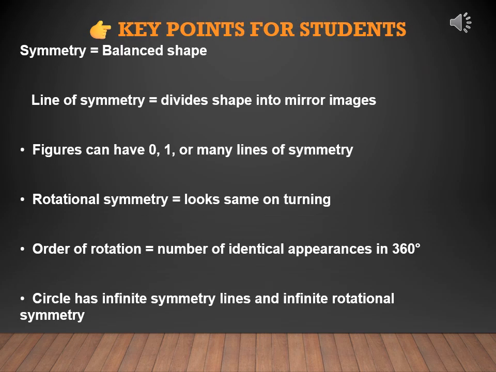Key points for students. Symmetry is equal to balanced shape. Line of symmetry is equal to dividing a shape into mirror images. Figures can have 0, 1 or many lines of symmetry. Rotational symmetry is equal to looking the same on turning. Order of rotation is equal to the number of identical appearances in 360 degrees. A circle has infinite symmetry lines and infinite rotational symmetry.